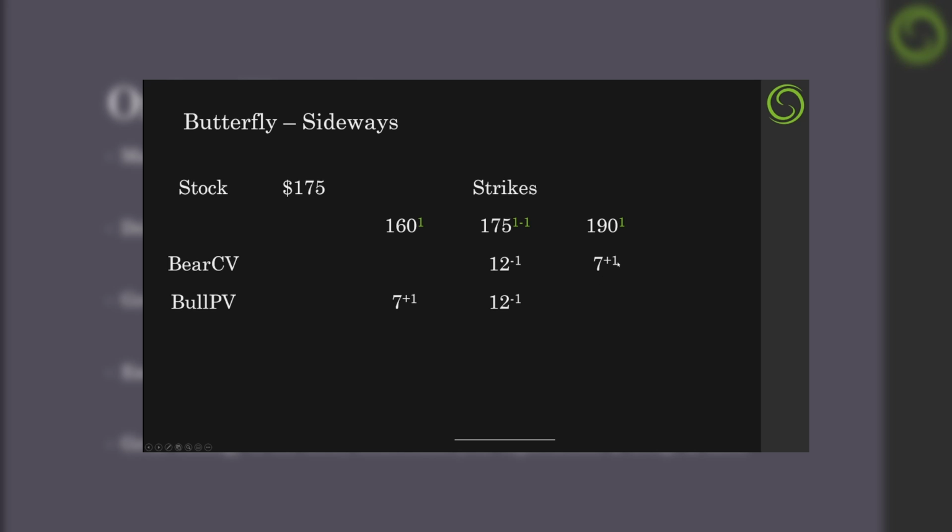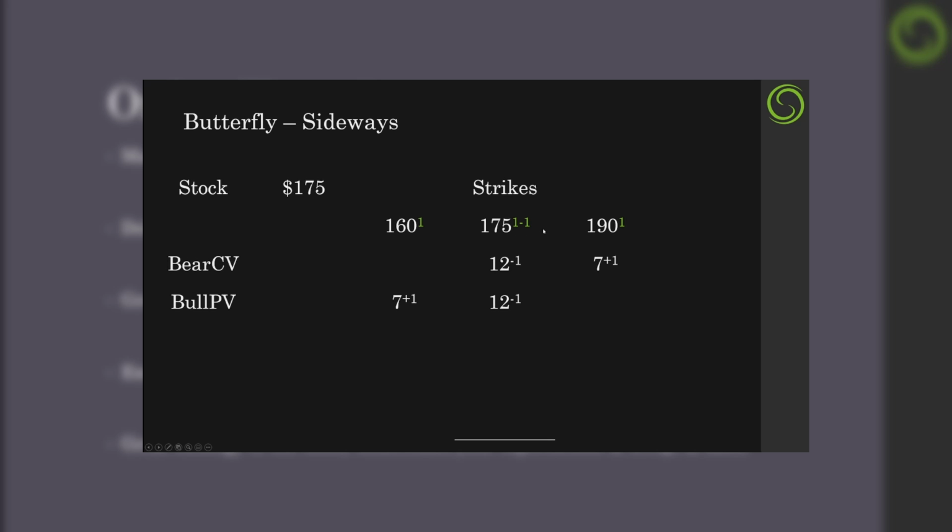And we can see that we're going to be buying the 190 call. We're going to be selling the call and put at 175. We will then also be buying the 160 put. And if you notice, we have a 1 at 160, and then we have a 1-1 at 175, and then we have a 1 at 190.